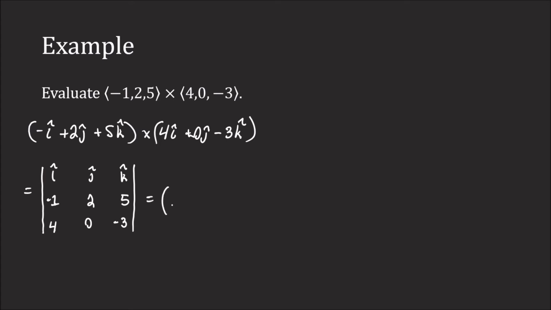So we'll get 2 times negative 3 minus 5 times 0, and that's i, minus, now we get negative 1 times negative 3 minus 5 times 4, and that's for j, plus negative 1 times 0 minus 2 times 4, and that is k.